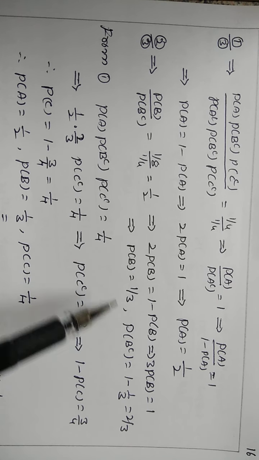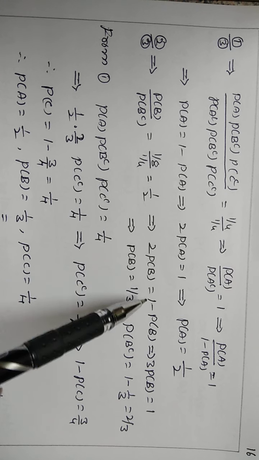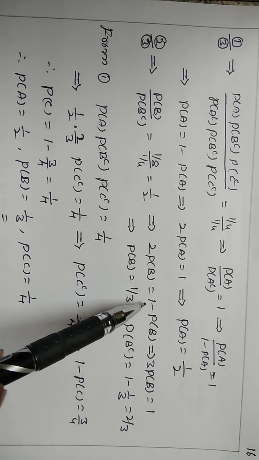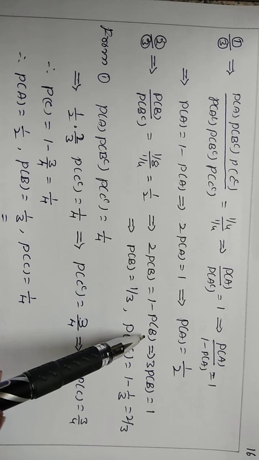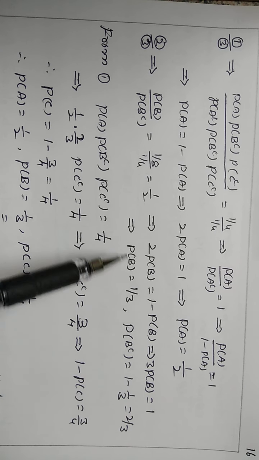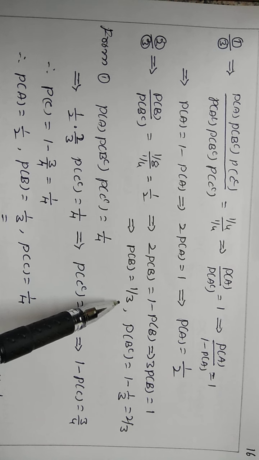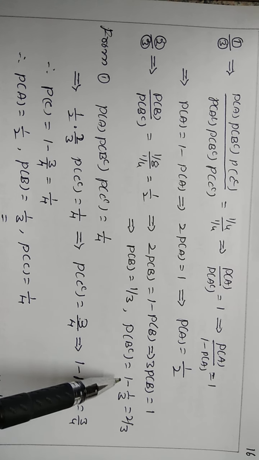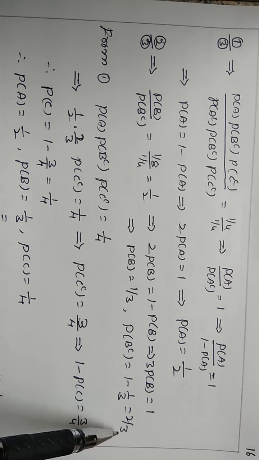That implies 2 P of B is equal to 1 minus P of B. That implies 3 P of B is equal to 1. P of B is equal to 1 by 3. P of B complement is equal to 1 minus 1 by 3, that is 2 by 3.